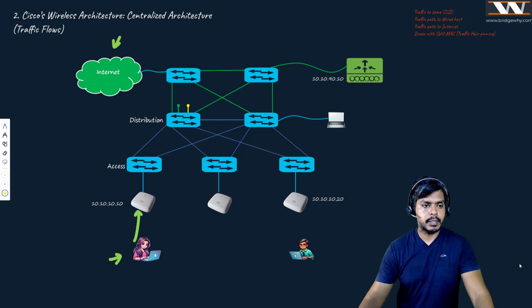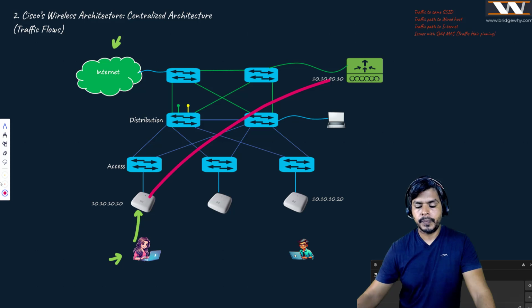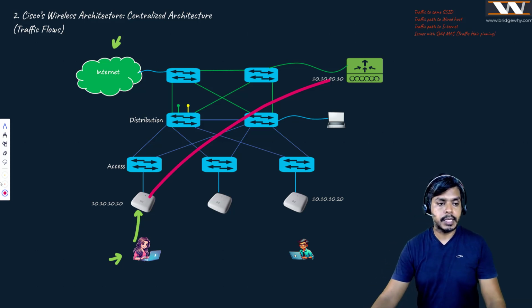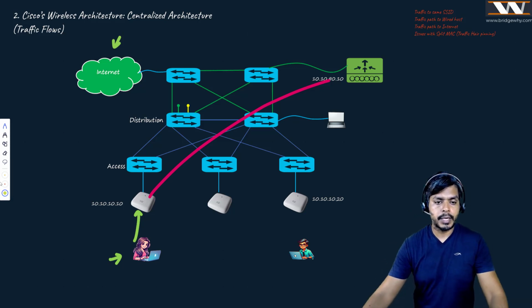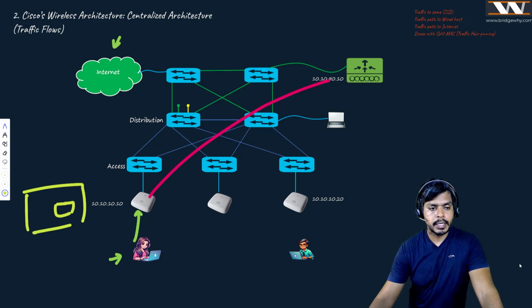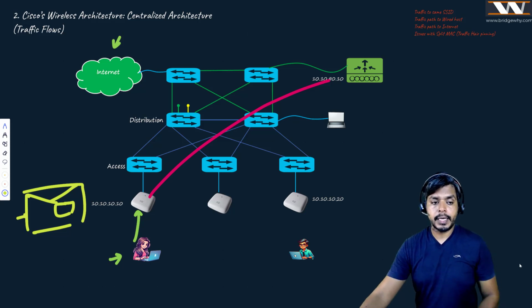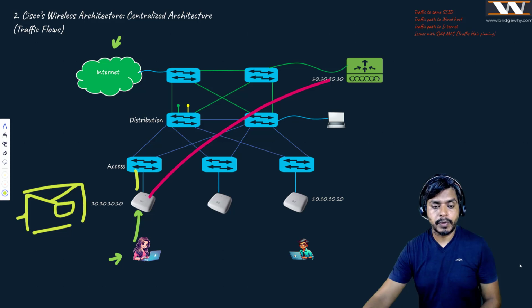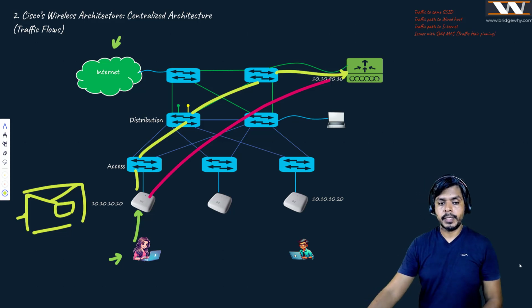Let me make it with a different color, maybe this one. But the actual message, if you see, goes from here to here, right? What will the AP be doing? The AP will be taking this 802.11 message and encapsulating it inside the CAPWAP tunnel, or whatever the tunnel is, and sending it here, because normal IP will be flowing from here to here, from here to here, from here to here, and then it will be reaching my WLC.